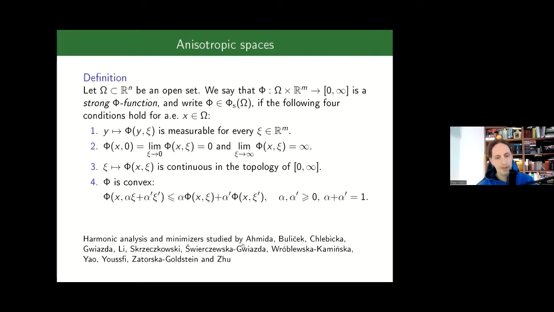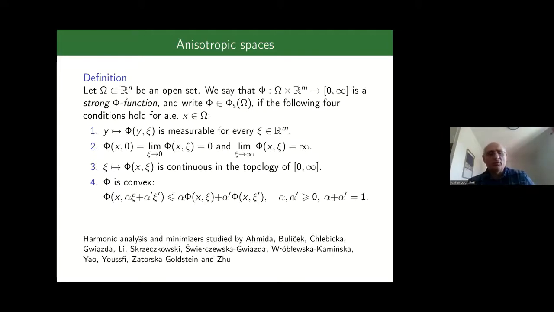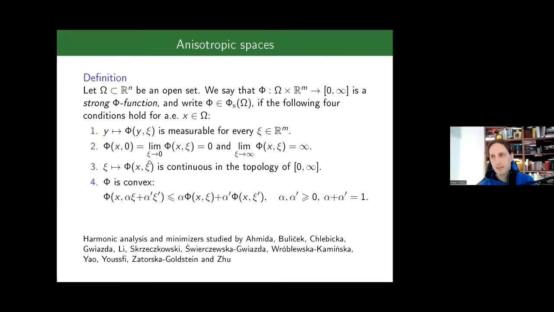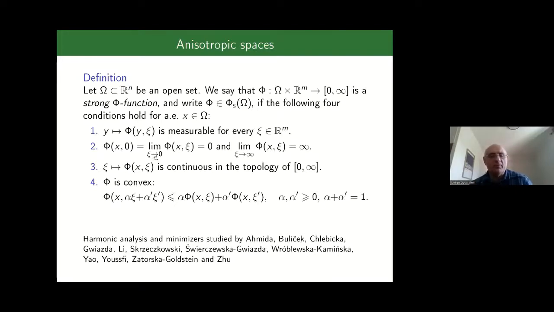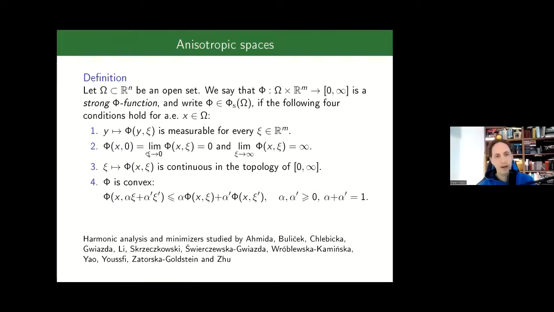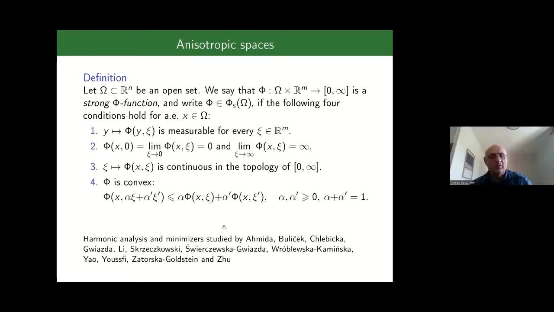Here I mentioned several people who have... what is meant by xi going to 0? Because xi now is in Rn, yes? Yes. Is this convergence by norm or by Hölder variable? Yeah, I guess you could add here in the limit absolute value of xi goes to 0 and absolute value of xi goes to infinity. Or maybe also the convergence in Hölder variable.